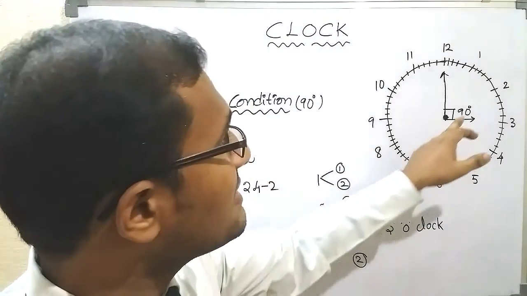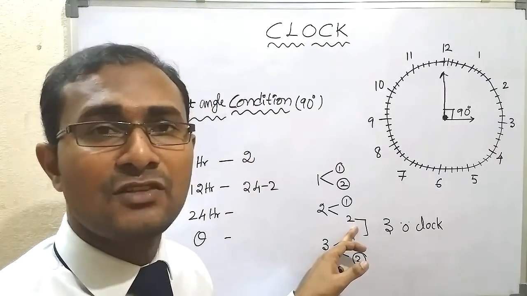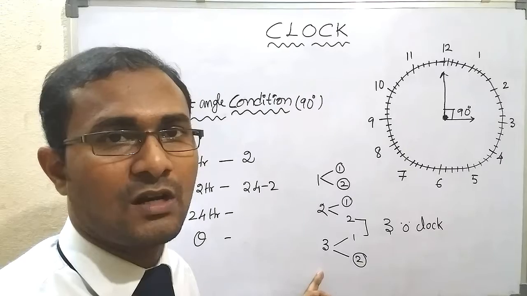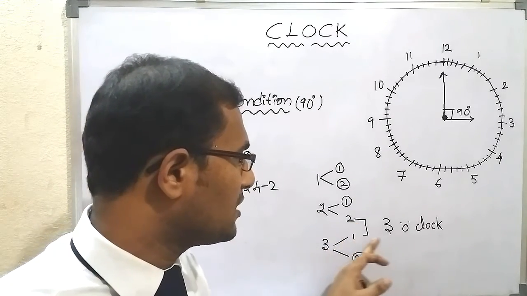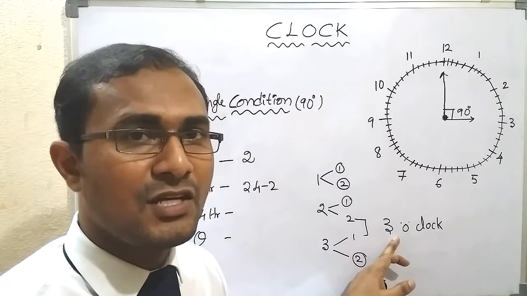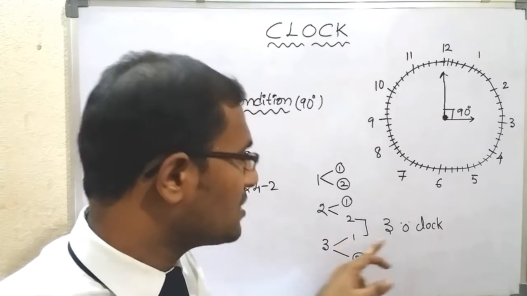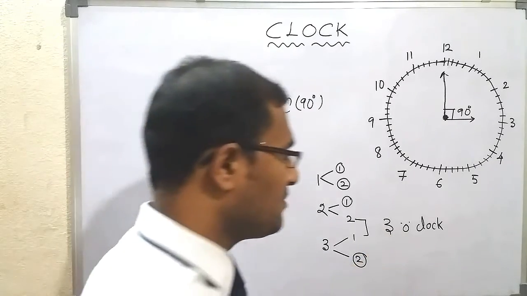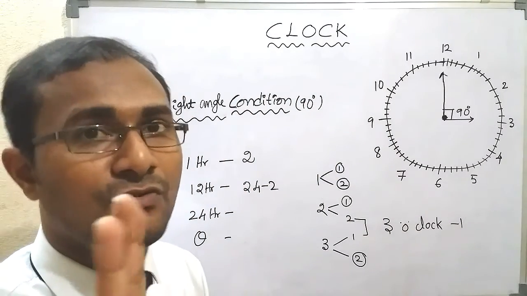Okay, so this is the same right angle condition, which belongs to the second condition of 2 o'clock and the first condition of 3 o'clock. So for 2 o'clock second condition and for 3 o'clock first condition, we can see the right angle condition when the time is 3 o'clock. So instead of two conditions, how many conditions are we forming here? We are able to see only one condition. It means we are losing one condition out of 24.